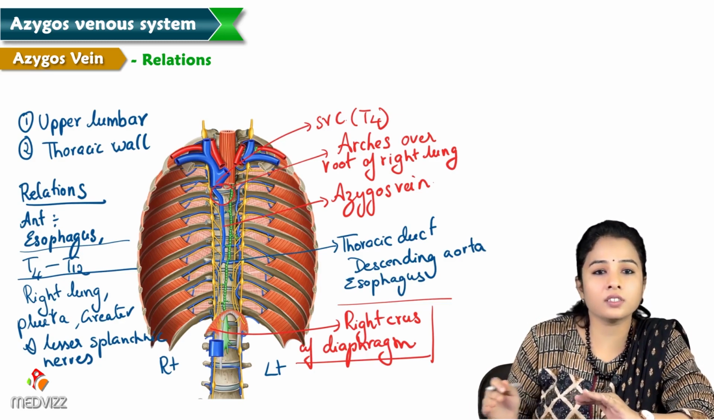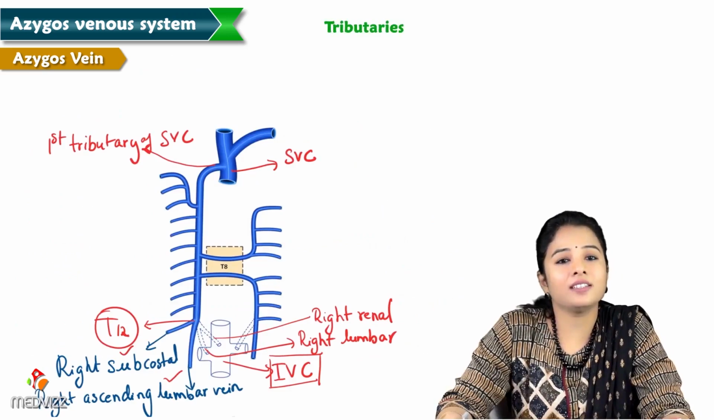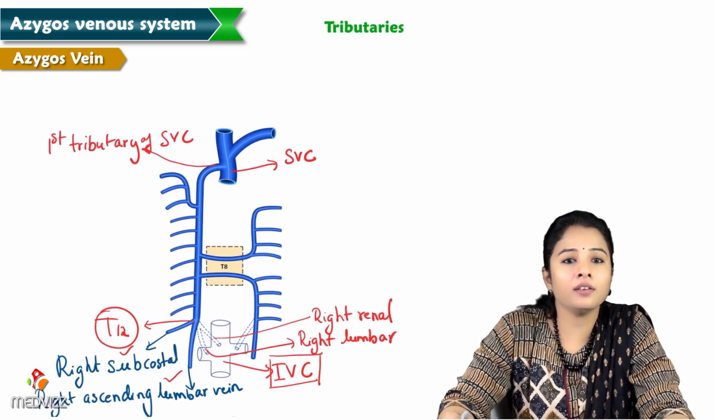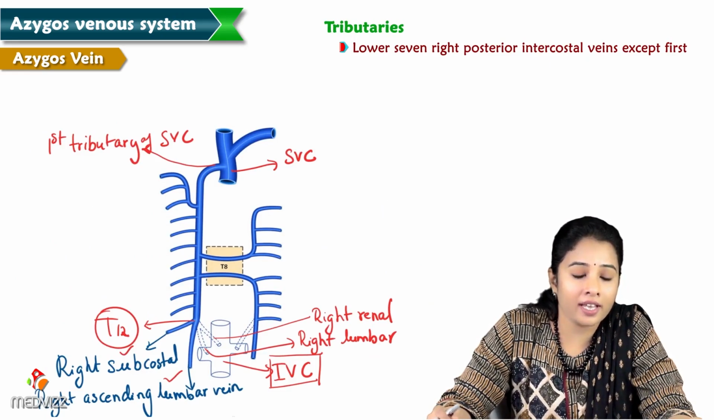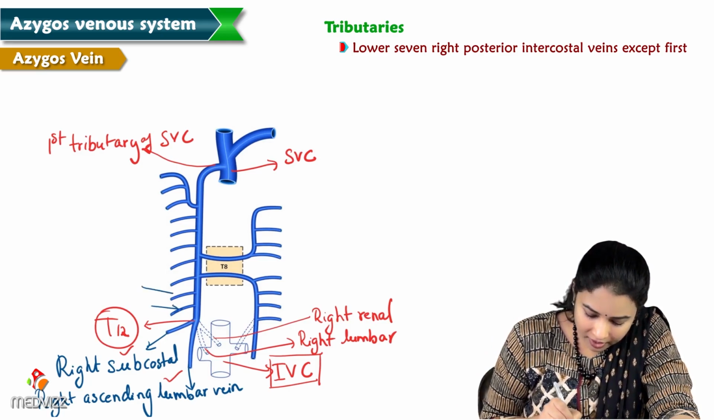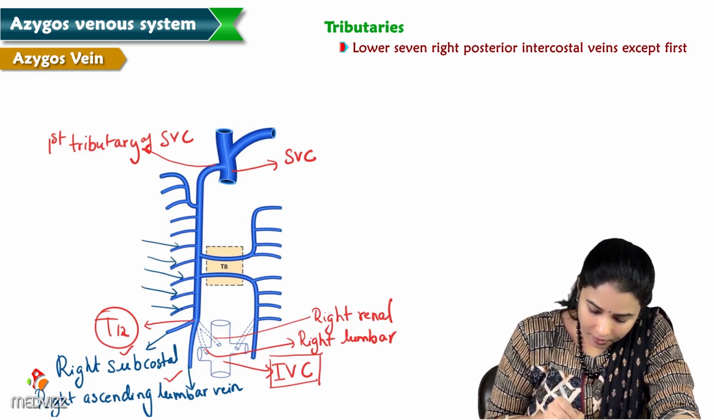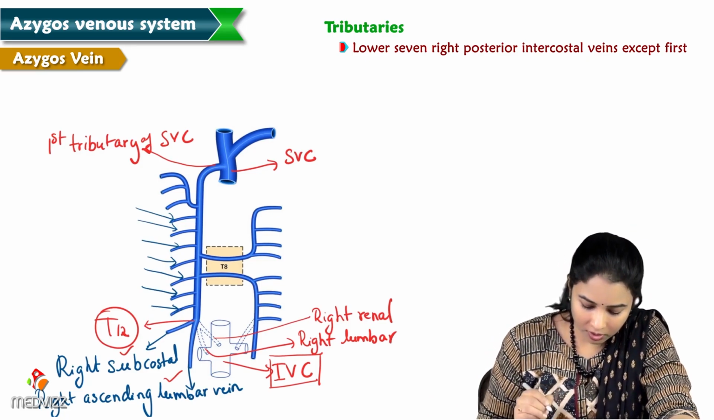So these are the structures related to the left side of the azygous vein. Let's see the tributaries of the azygous vein. Lower 7 right posterior intercostal veins, except the first. So we can see the posterior intercostal veins. So, lower 7 posterior intercostal veins.